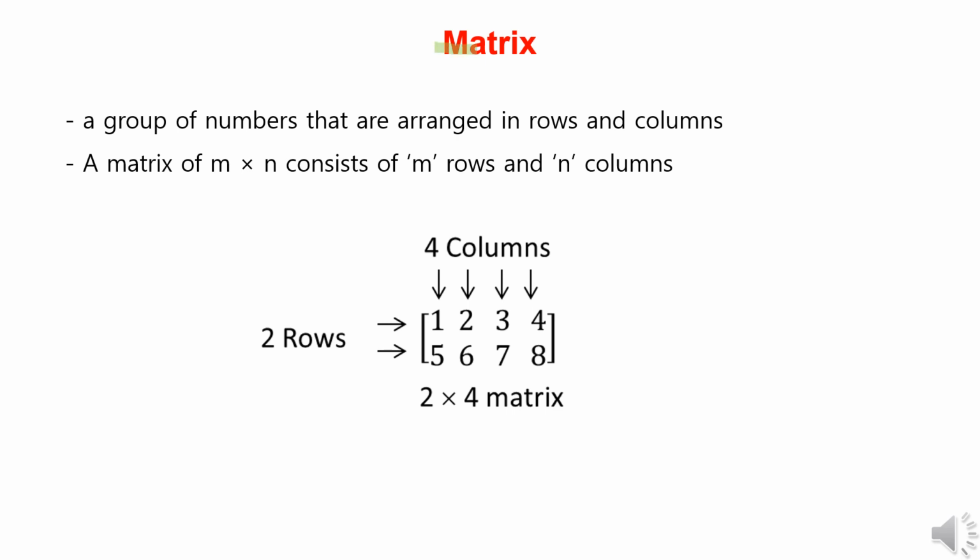A matrix is a collection of numbers arranged in a rectangular form, enclosed by brackets, consisting of rows and columns. In particular, when it has m rows and n columns, it is called an m by n matrix. In the example shown here, we have a 2 by 4 matrix, which means it has 2 rows and 4 columns.